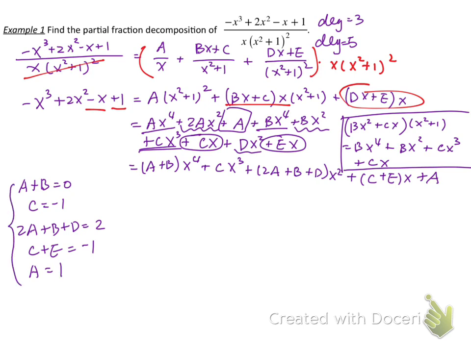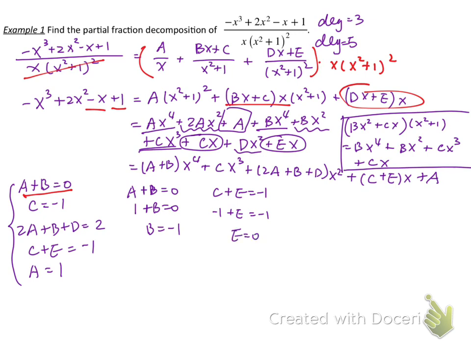And then I group them. So we already know that a is 1 and c is negative 1, right? And I need to find b. I use this because I already have a. A plus b equals 0, well, a is 1, so b equals negative 1. Then I'm going to use c plus e equals negative 1, since I already know c is negative 1. So negative 1 plus e equals negative 1. That tells me e equals 0.